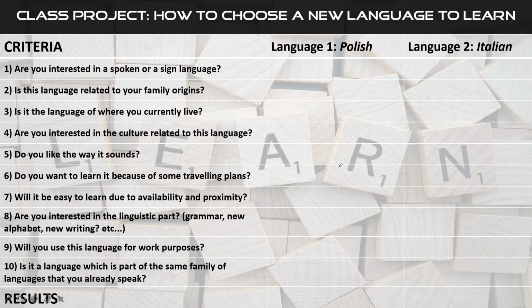So let's say for the first criteria, was it a spoken or sign language? In both cases I'm interested in a spoken language, so they're both spoken languages, so that doesn't matter. If you had a hesitation between spoken and sign languages, you would write spoken or sign depending on that. The second criteria is: is this language related to your family origin?